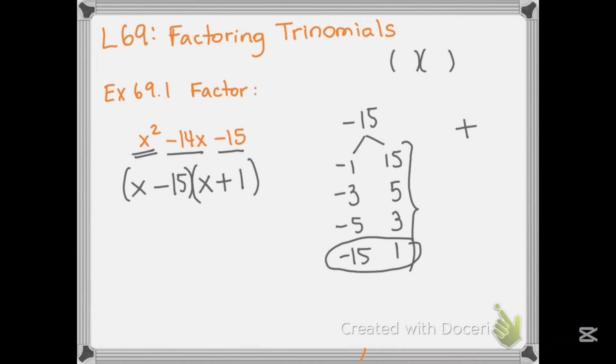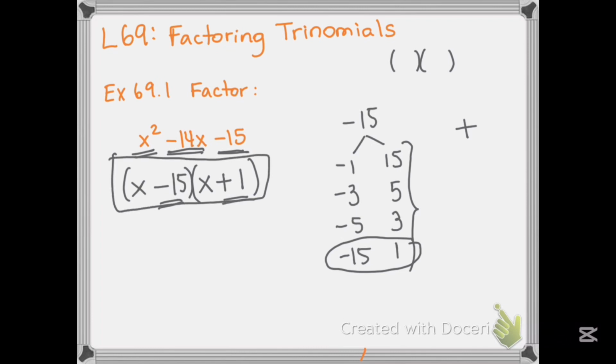Now you can always check your answer. In this case, if I multiply negative 15 times positive 1, it gives me negative 15, so that's correct. And negative 15 plus 1 gives me negative 14, so that is also correct. And that is the factorization.